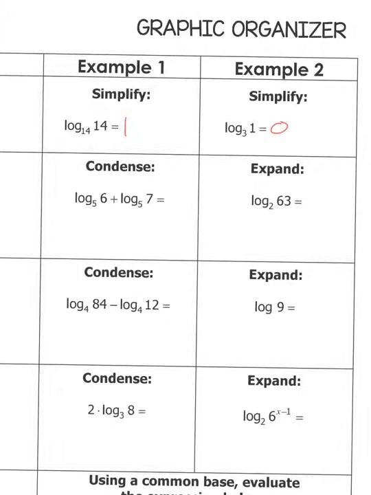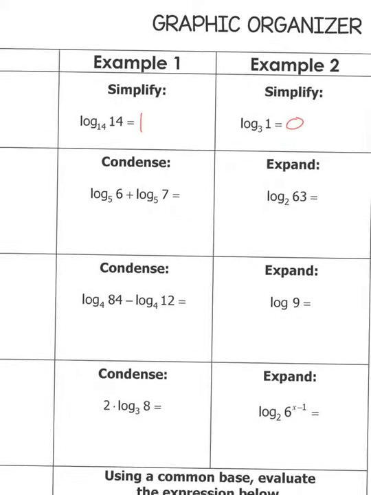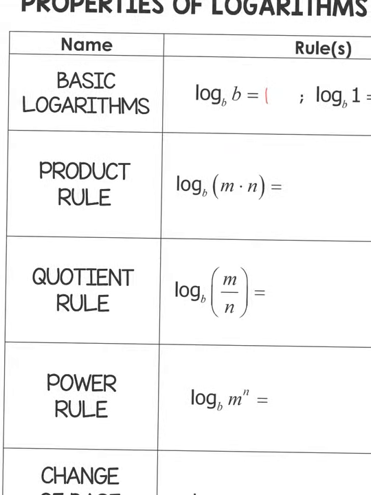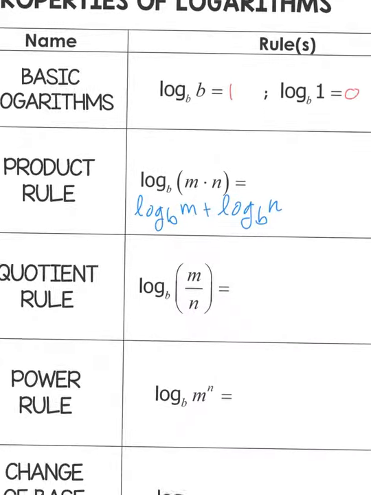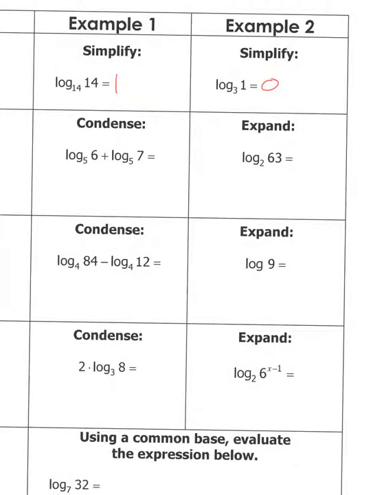So there are your answers to the first row. So then look at our product rule. So remember, for our product rule, you can expand your logs by addition. So log base b of m plus log base b of n. So go ahead and pause the video and perform these 2 problems here and then check your answers. So if I condense these, I have log base 5 of 6 times 7, which is 42.